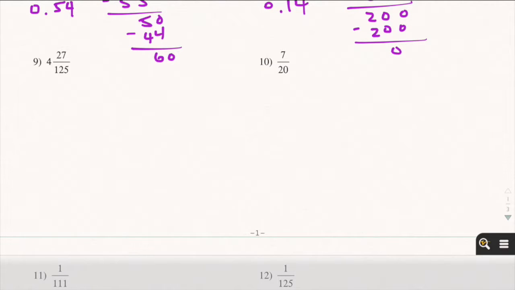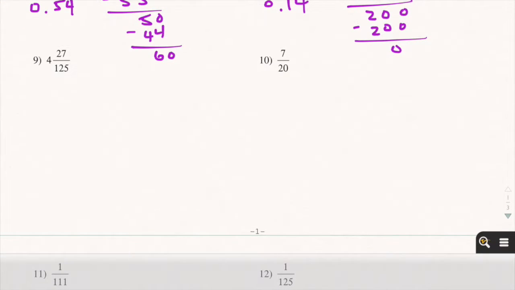Okay, number 9. So same thing we did, I think it was number 2, where we have a whole number, in this case 4, and then we have 27 over 125. We're just going to divide that, and then whatever value we get, we're going to add that onto the 4. So let's go ahead and start with that one. So we're going to write 125 on the outside, 27 on the inside, put a decimal, add a couple zeros. 125 goes into 27 0 times, bring a decimal up. 125 into 270 is 2. 2 times 125 is 250.